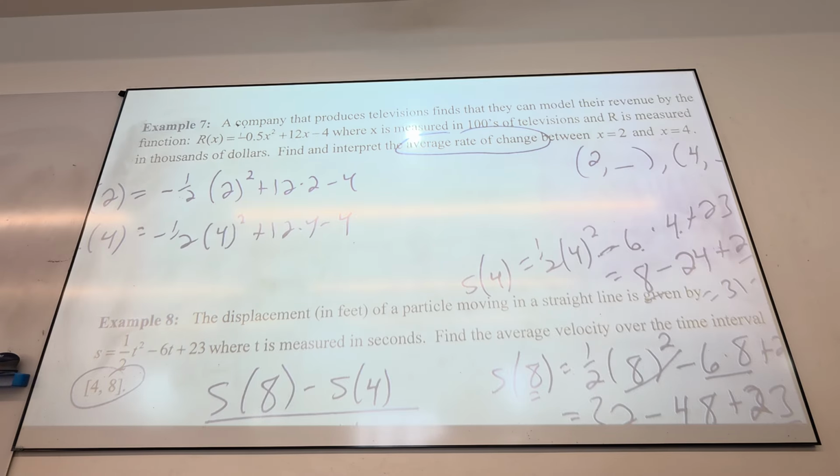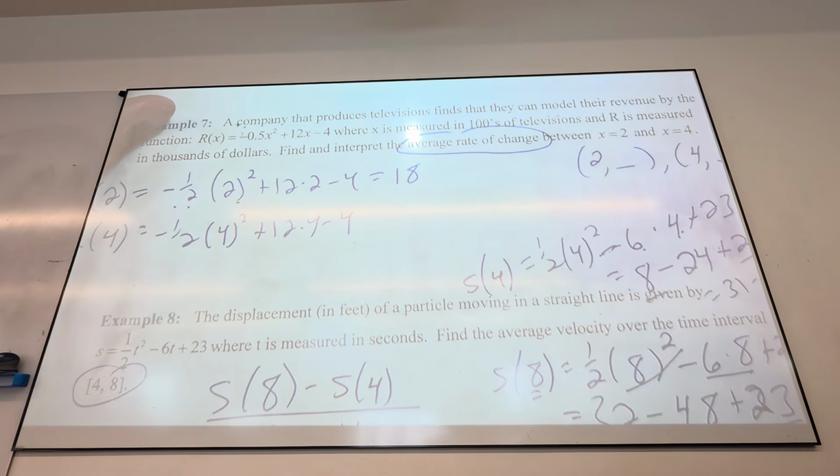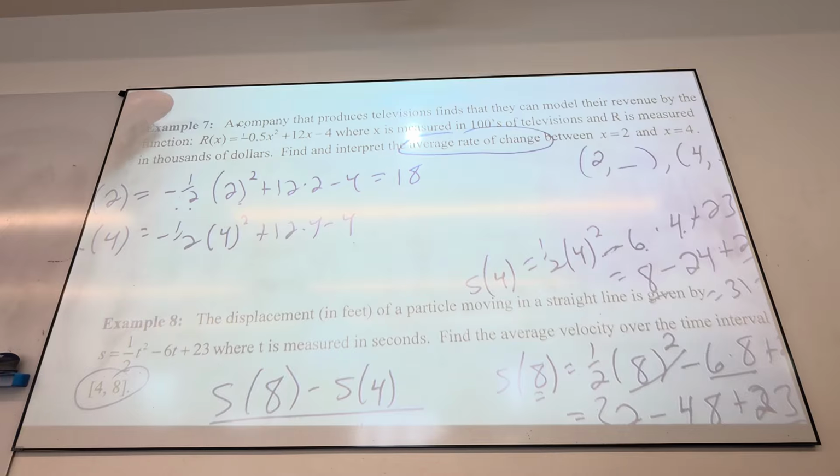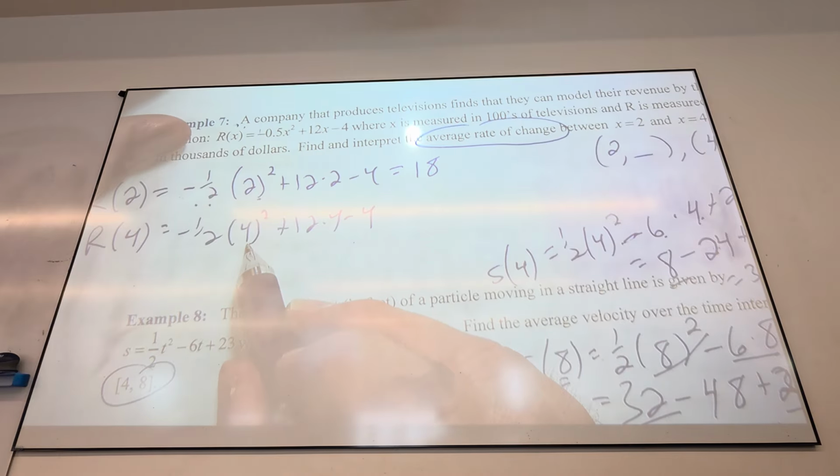So this will be half of 4 is 2, negative 2 plus 24 is 22 minus 4 is 18, is that right? You never know with me. Yes. And then 4 squared is 16, half of that is 8, so negative 8 plus 48 is 40 minus 4 is 36. So now I know my points.